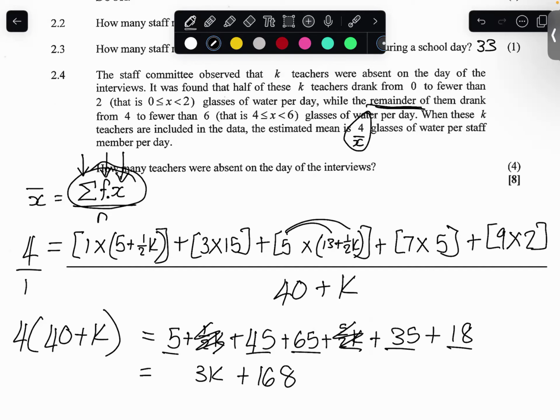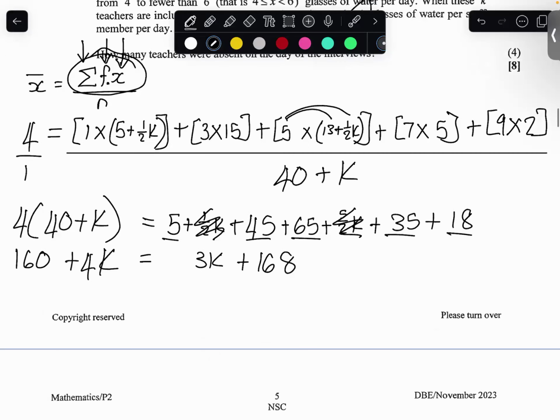This gives me 4 times 4 is 160. And then this gives me plus 4k when you distribute in. I'm going to take that over. That gives me 4k minus 3k, so k is equal to 168 minus 160, which gives me 8. And that means that 8 teachers were absent.